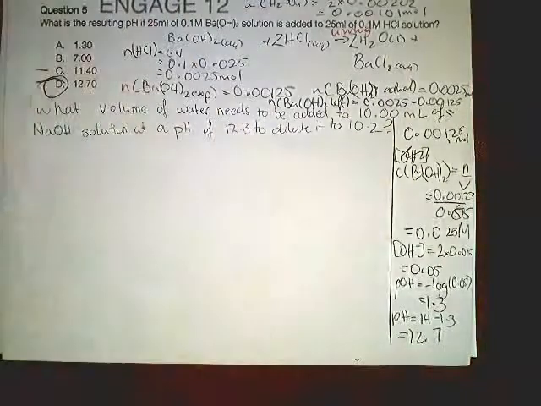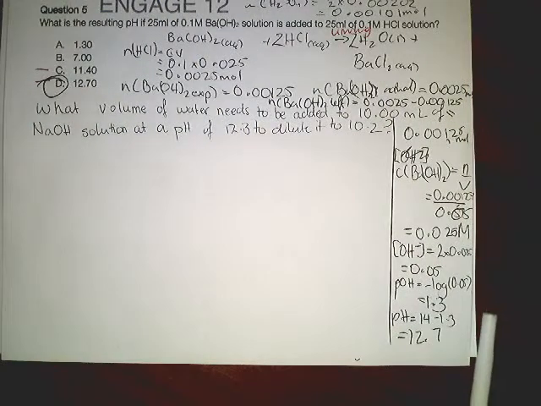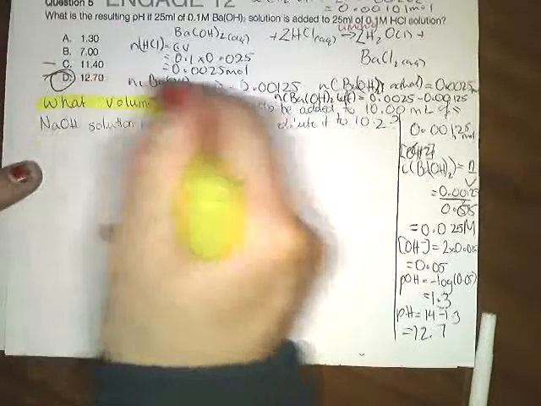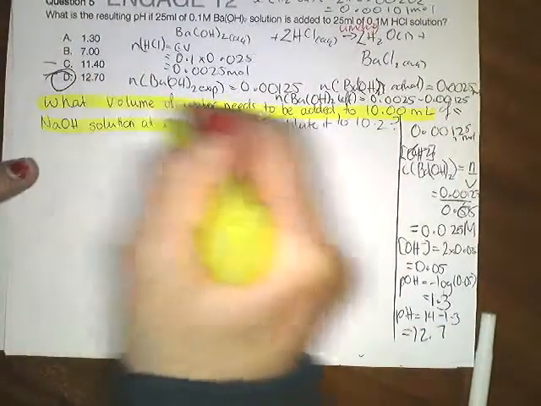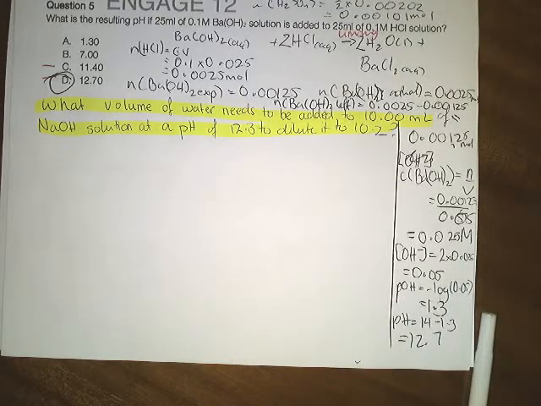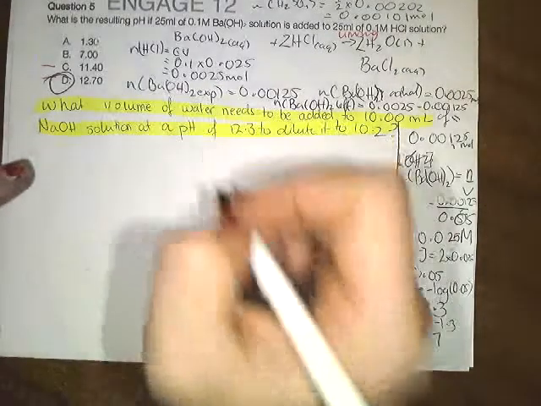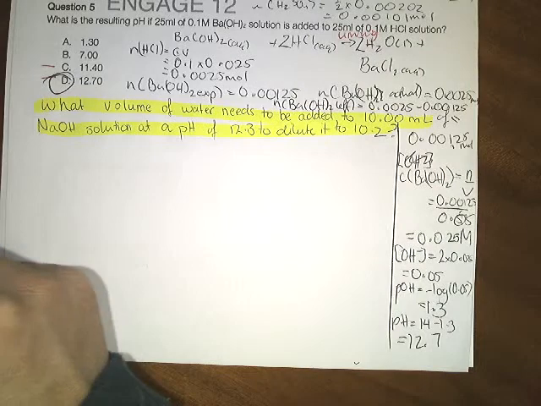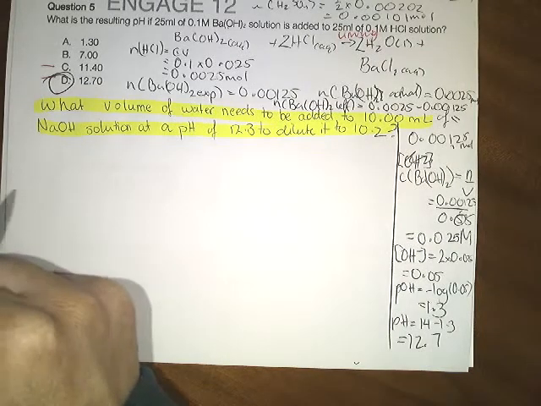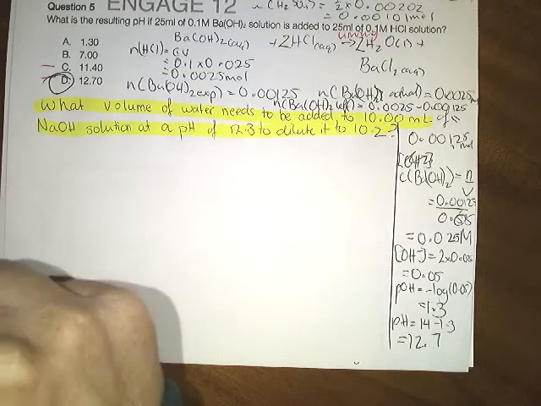So that was a little tougher, a bit of a tougher type question, but it doesn't mean you can't do it as long as you follow the basic principles. Okay, the next question I'm just going to highlight so I can actually see it in this mess. Okay, so what volume of water is needed to be added to 10 mL of sodium hydroxide at a pH of 12.3 to dilute it to 10.2?